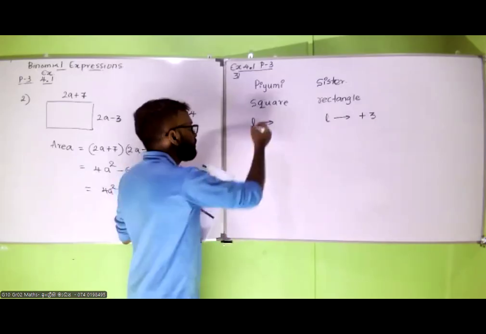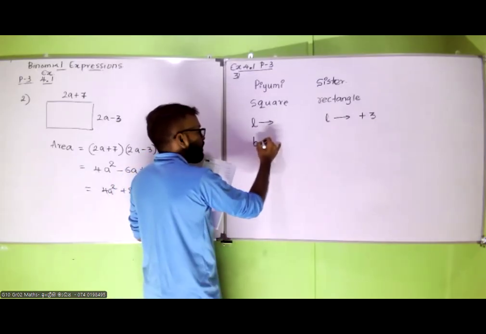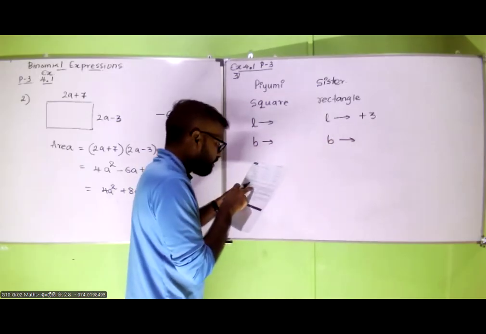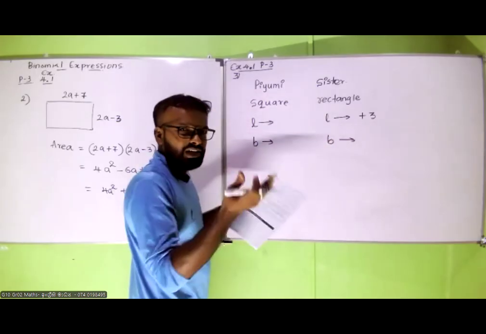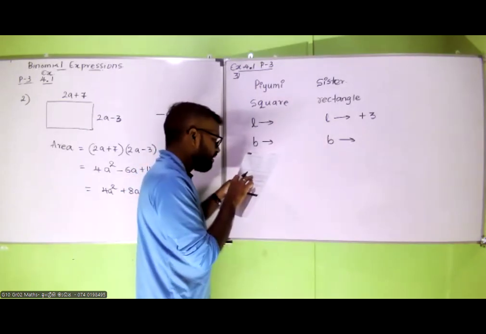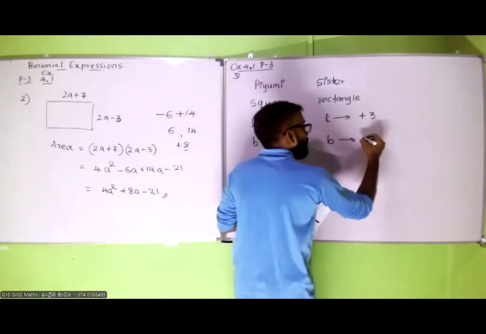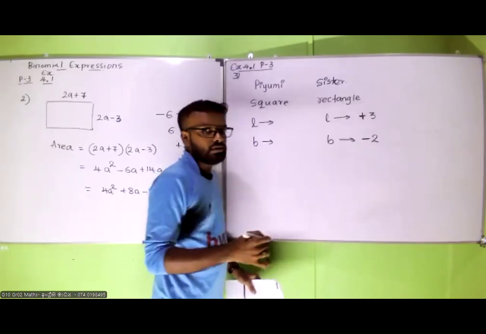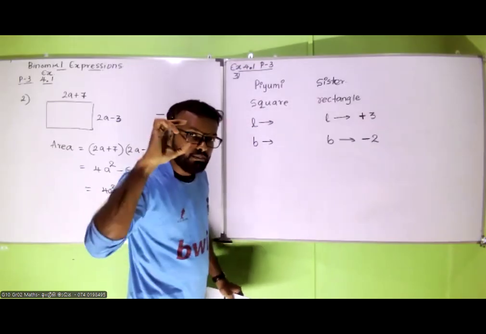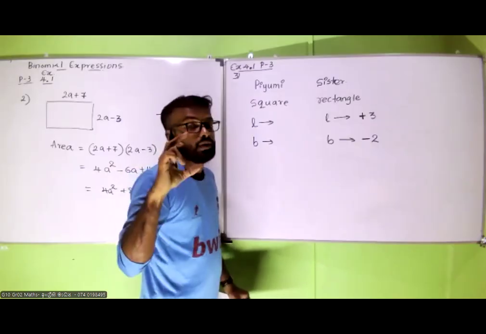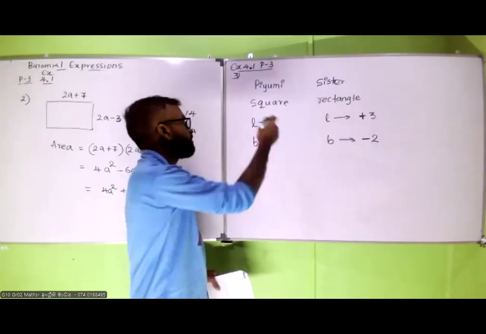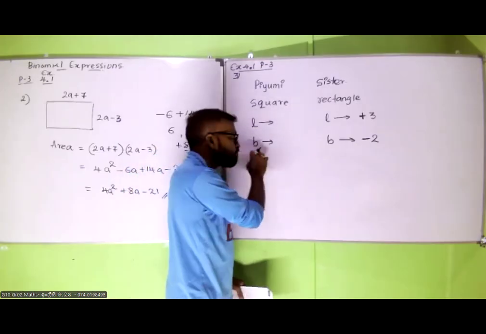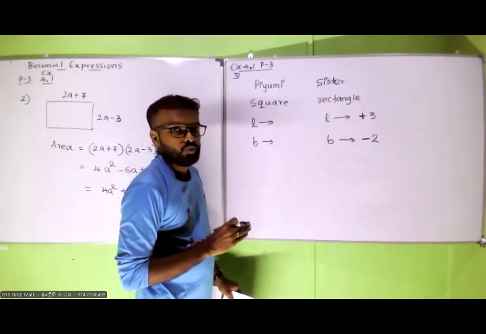Correct? Then this is a square. Then what about the breadth? Breadth or width, it doesn't matter. It was 2 meters less than Pumi's. Less than means minus, more than means plus. Those are the most important keywords that you need to remember. More than 3 on this length, 3 meters. Less than on this breadth, minus 2.